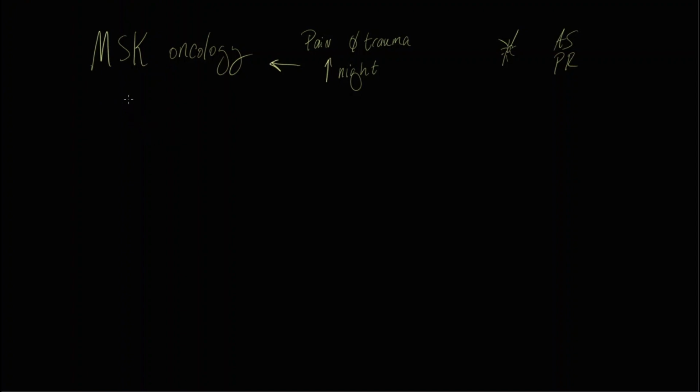I think it's helpful to learn these tumors by age. There are certain tumors that kids get, and there are certain tumors that adults seem to get. And if it is a child, a skeletally immature patient with a painful bone lesion, it's going to be one of two things: osteosarcoma, or Ewing sarcoma.